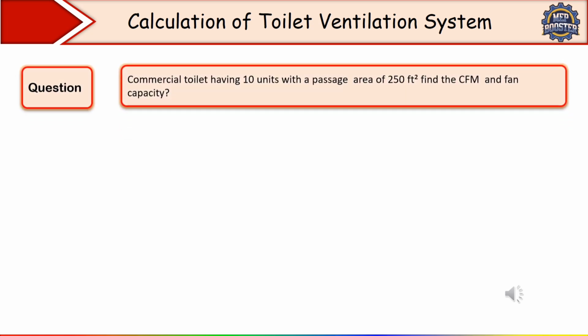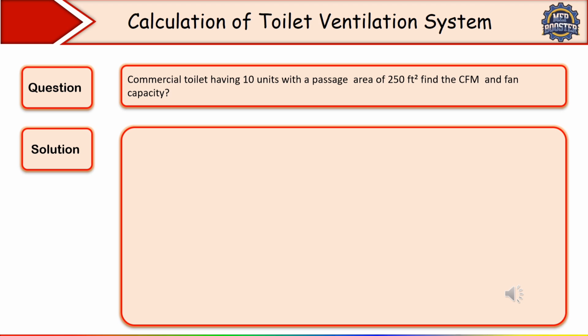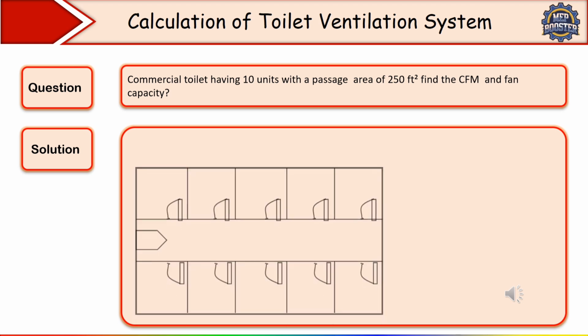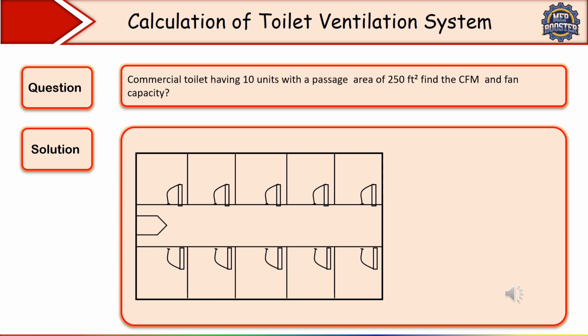Okay, now see here, I take one question so you can easily understand. Commercial toilet having 10 units with a passage area of 250 square feet. Find the CFM and fan capacity. So how to calculate for that? Here they have told you that we have 10 toilets and the passage area is also given. You can see in this image we have 10 toilets and the passage area is given. How much area? 250 square feet. Now it is asking to find the CFM and fan capacity.